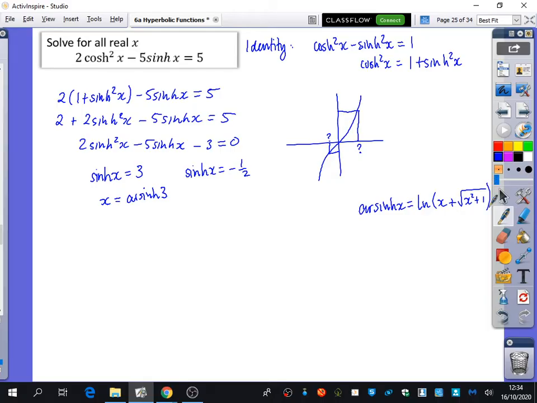So if I'm trying to do r sine of 3, I can use this shortcut, and I can just say that x is equal to the ln of 3 plus root 10.